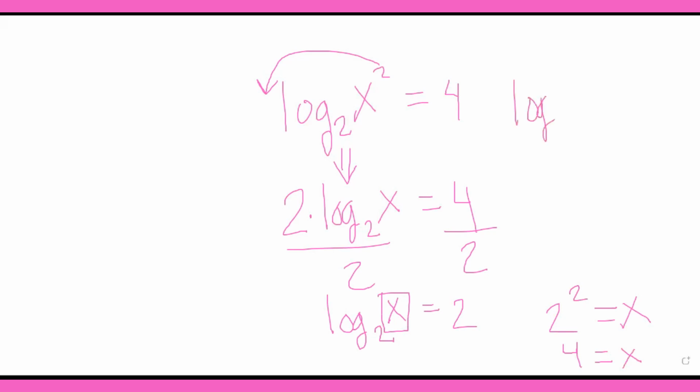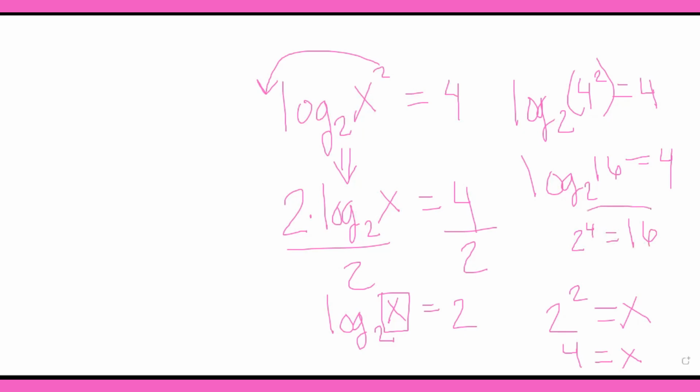So we could have rewritten this as log base 2 of 4 squared has to equal 4. And if we know 4 squared, we know that's 16. Log base 2 of 16 has to equal 4. And again, log equals the exponent, so that means 2 to the 4th equals 16. And that is true. 2 to the 4th is 16. So that was correct. That was just a way of checking our answer. But in that case, x is 4.